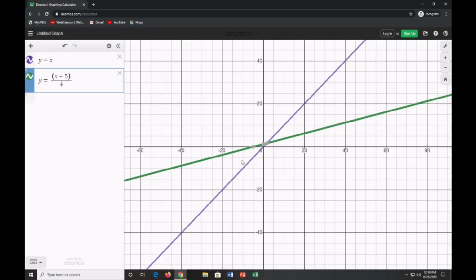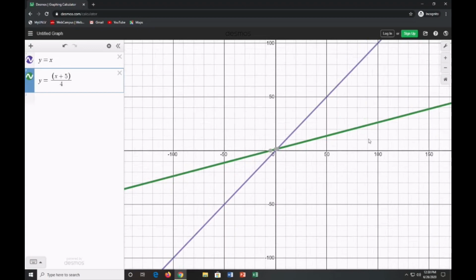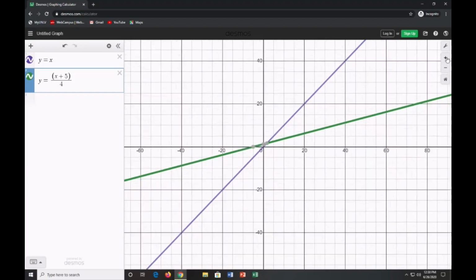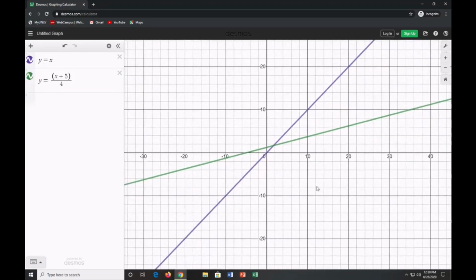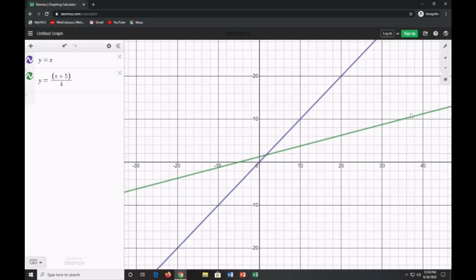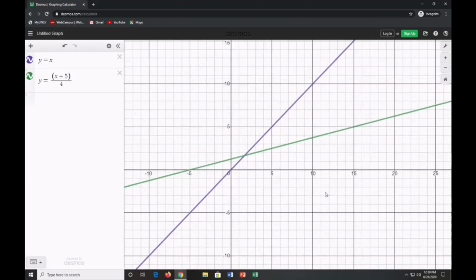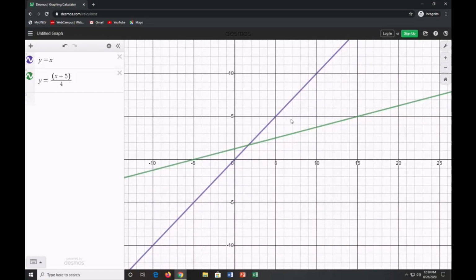Okay. Let me zoom in. Yeah, that's a linear function, so it makes sense. I had zoomed out too much, actually. Okay, so that is the green one. The purple one is our mirror, the y equals x line. So the inverse of it, which we verified, was 4x minus 5.